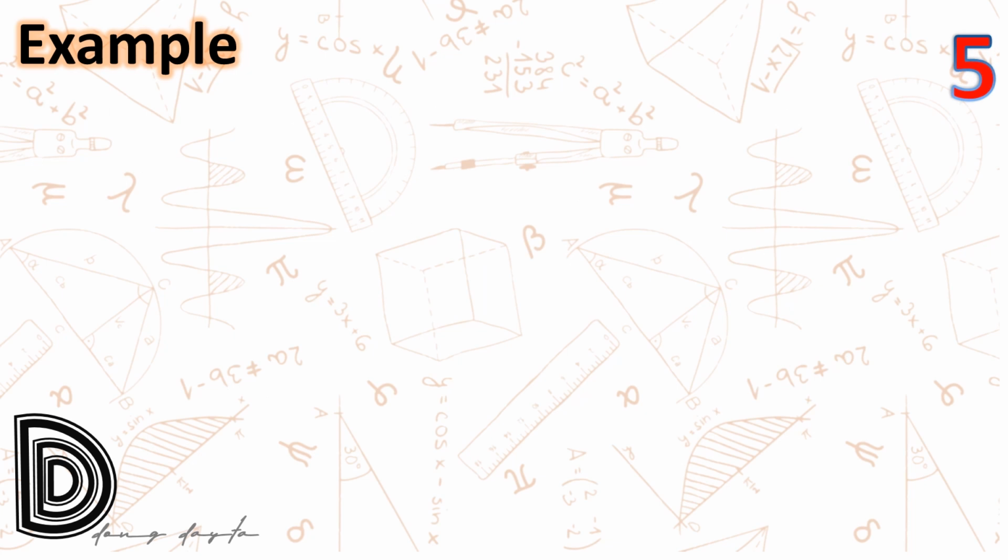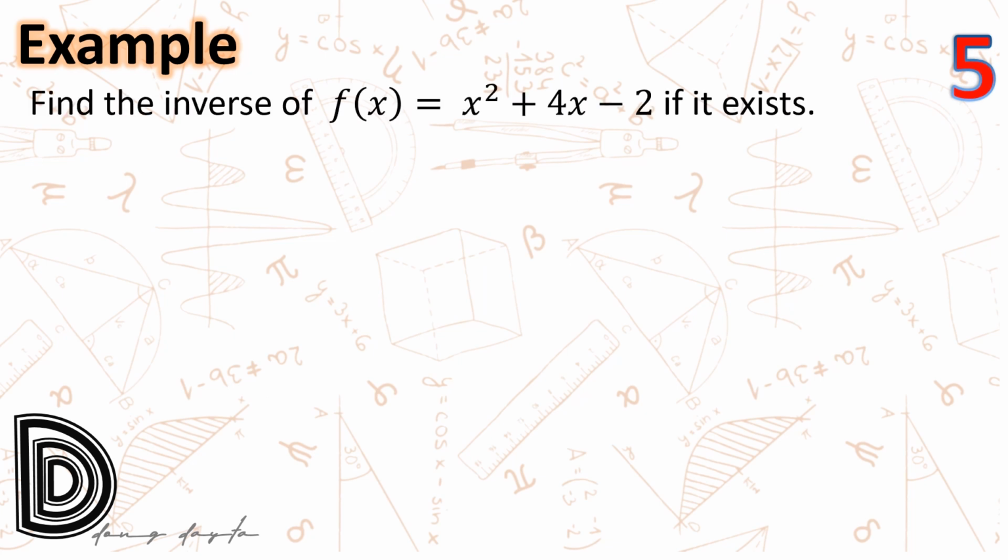Next example. Find the inverse of f of x equals x squared plus 4x minus 2, if it exists. So from the function, we can already see that because the degree of the polynomial on the right-hand side is 2, this is a quadratic function. The graph represented by this function is a parabola that opens upward.